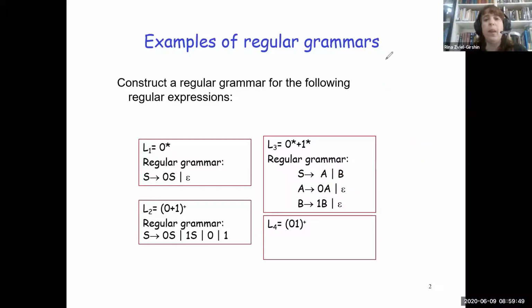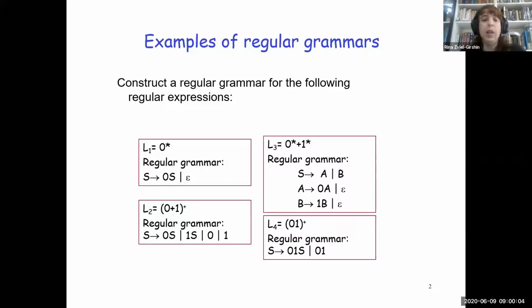Okay, last language, (0, 1) plus. So please pay attention once again that our minimal word is 0, 1, and then we have 0, 1, 0, 1, 0, 1 as many times as we like. So basically the structure of the grammar will be S derives 0, 1 S or 0, 1. Any questions?